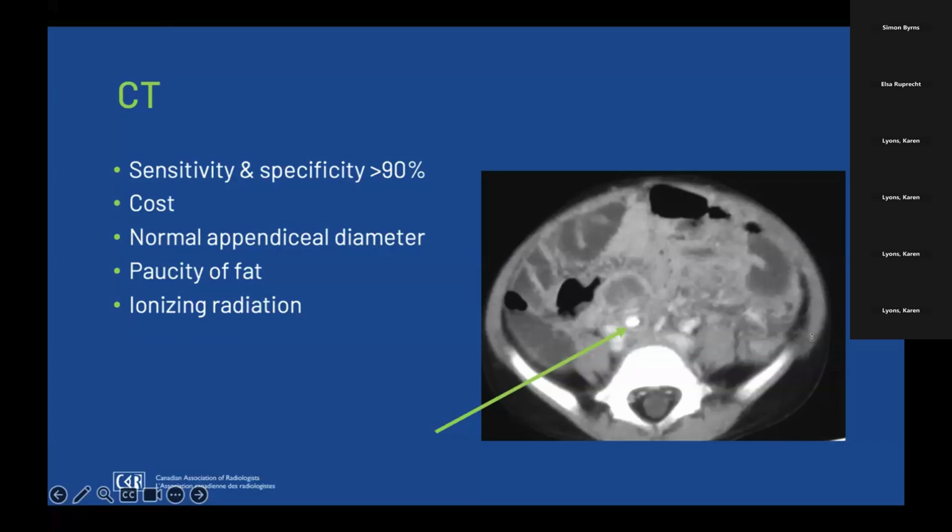CT also doesn't allow the assessment of the mobility or compressibility of the appendix. And the normal appendiceal diameter is actually less well established on CT. And in kids, the paucity of intra-abdominal fat can make its identification difficult.